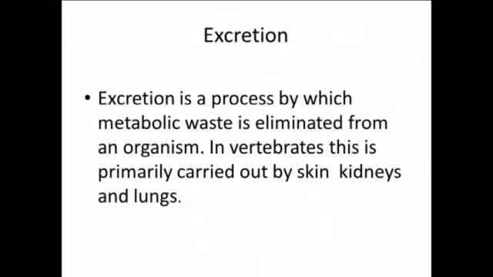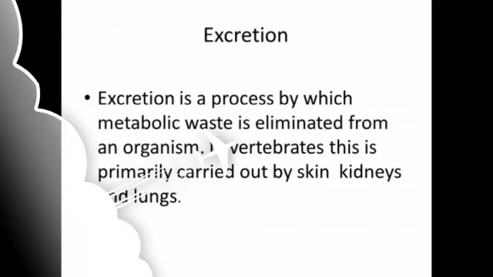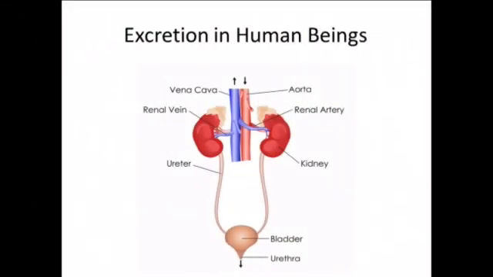Next life process is excretion. Excretion is a process by which metabolic waste is eliminated from an organism. In vertebrates, this is primarily carried out by skin, kidneys, and lungs. Next topic is excretion in human beings. The excretory system of human beings consists of kidneys, renal arteries, renal vein, ureters, urinary bladder, and urethra.